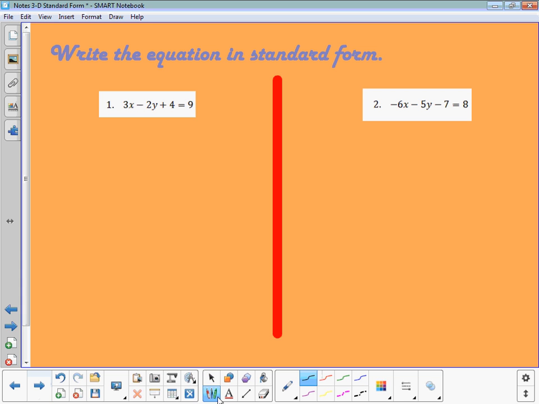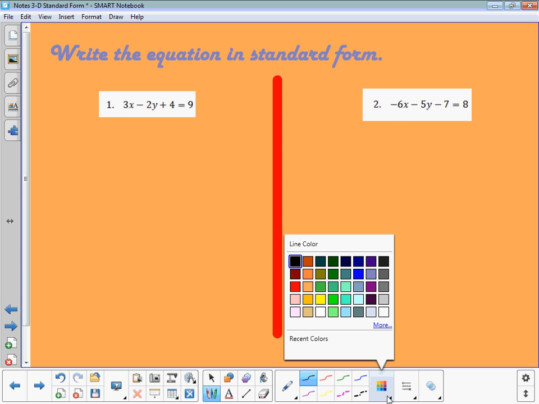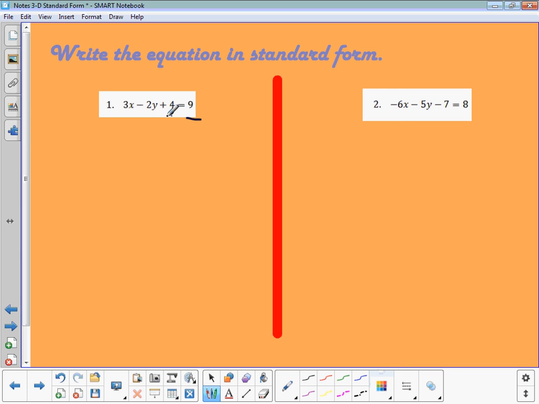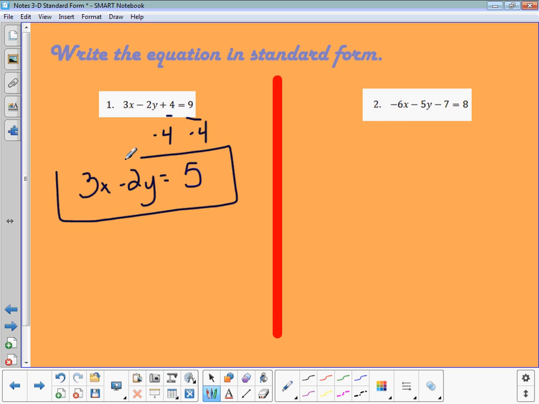Well, what I notice on this one, first and foremost, is that my just a number, I have one here and one here. Well, I want that just a number on the other side. I want that 4 on the other side. So in order to do that, I'm going to subtract 4 from both sides. So when I do that, I'm left with 3x minus 2y, and then the 4's cancel out, and 9 minus 4 is going to give me 5. And that's it. That's standard form. Okay, 3x minus 2y is equal to 5. That's all I had to do.